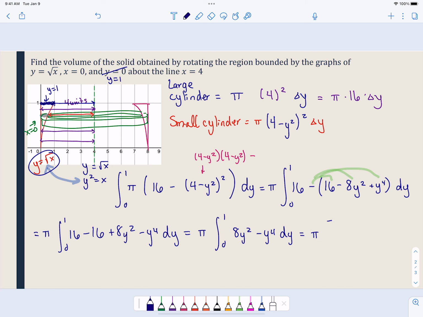And then we can take our integral. We're going to get 8/3 y to the 3rd minus 1/5 y to the 5th from 0 to 1. So we're going to get pi times 8/3 minus 1/5, and then minus 0. And we're going to get 37 pi 15ths.